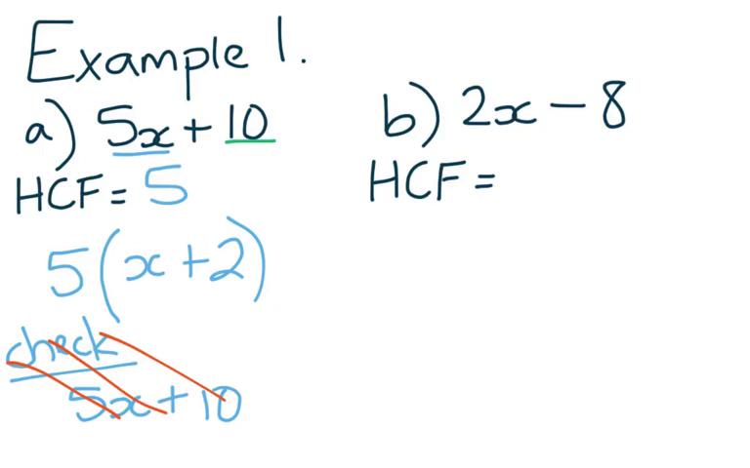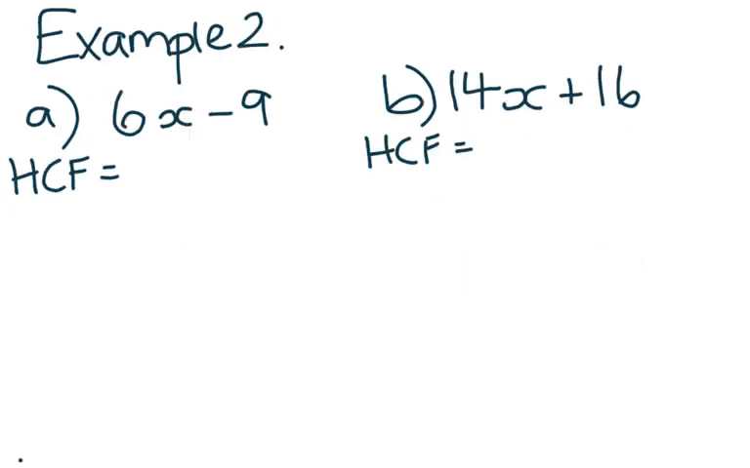Example number 2 here, 2x take away 8. Again, we're looking for a number factor. What can we divide evenly into 2 and into 8? The answer would be 2, so the highest common factor is 2. And then again, we do 2 divided by 2 is 1, so we're just left with x. And then we do a takeaway sign this time, and it's 8 divided by 2, which is 4. And again, you could do the check. I'll just do the check in my head. 2 times x is 2x, take away 2 times 4, which is 8, so I would get 2x take away 8.